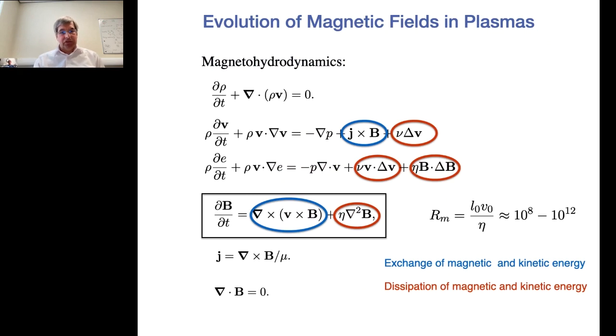So we have an exchange of magnetic and kinetic energy and a dissipation of both magnetic and kinetic energy due to these dissipative terms. Now, these dissipative terms are usually quite small. In particular, for astrophysical plasmas, we can have Reynolds numbers which are rather large, and the Reynolds number describes the ratio between these two terms in the induction equation. So the curl V cross B term is typically much bigger than the eta Laplace B term.